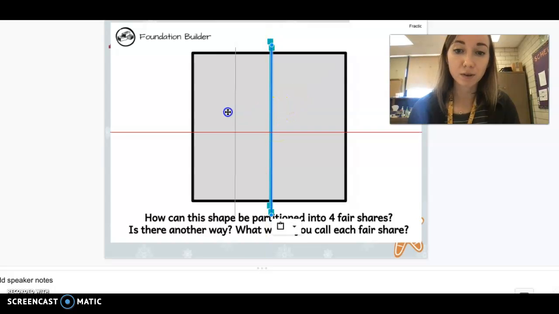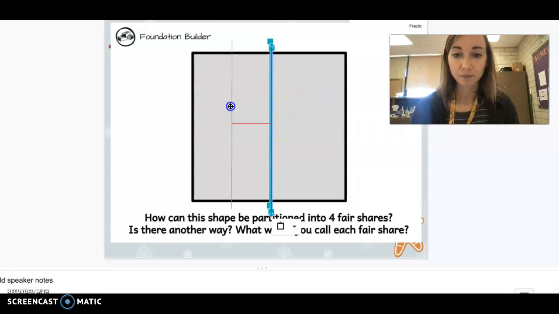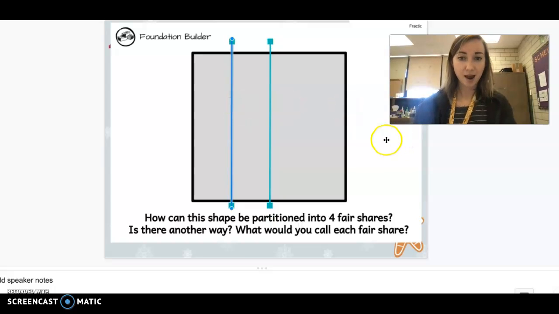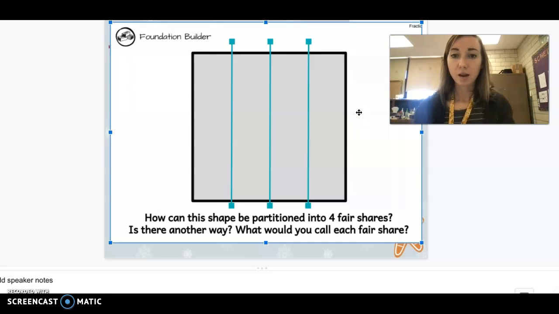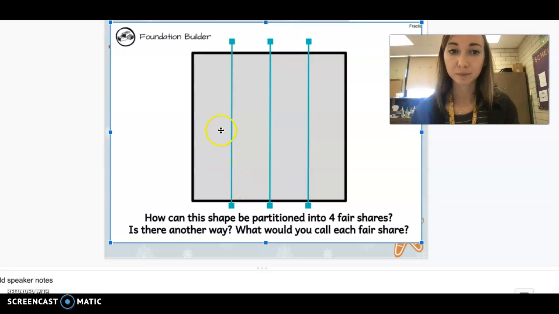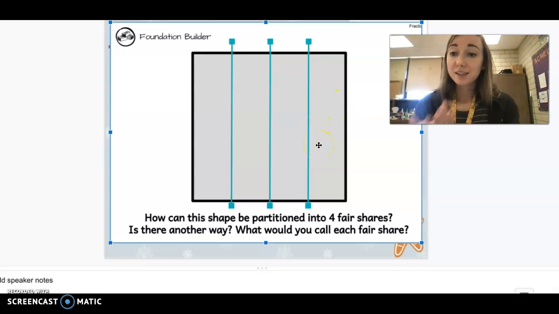So what if I do that, and that. Well, do these 4 different parts, they all seem to be the same size. So do we have 4 fair shares now? Yes, we do. So this share, this share, this share, and this share are all equal. So we did just partition this into 4 fair shares.